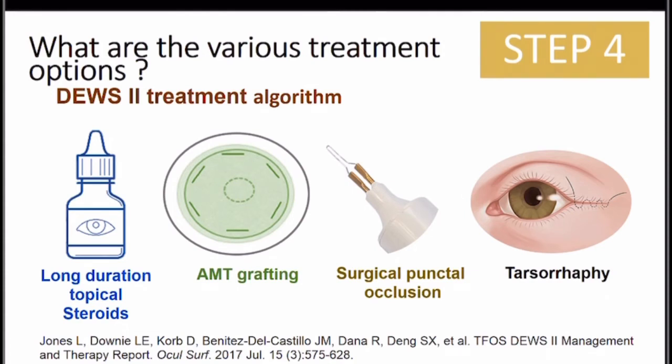If all this doesn't work, then we can go to step 4, long-duration topical steroids, and I do resort to this. I give like 3 or 4 months. Most of these patients are usually pseudophakic, and there's less chance of an increase in intraocular pressure.